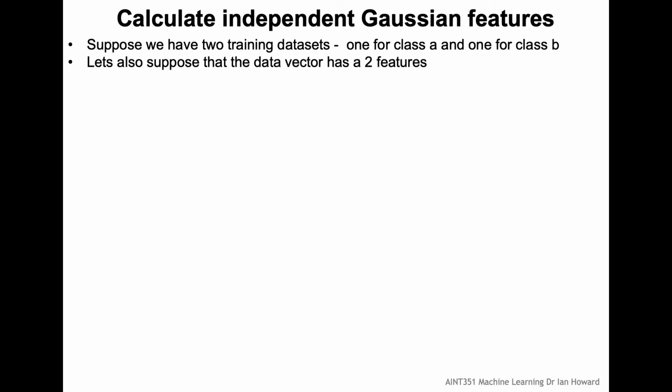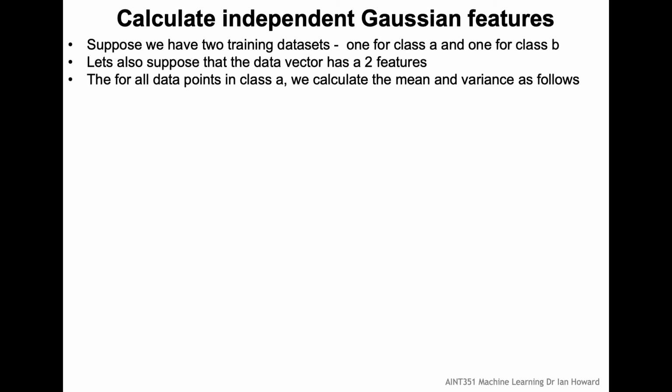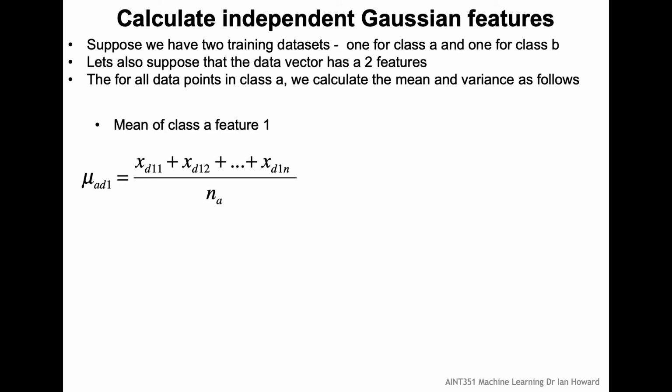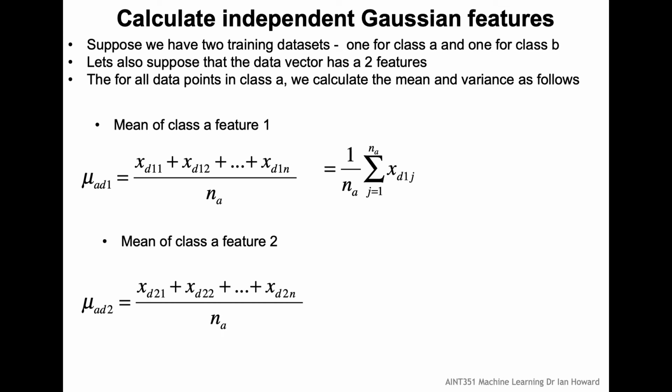So if we had two training data sets, one for class A and one for class B, and let's imagine we've got two features. Well, all we have to do first of all is calculate the means of each feature. So we calculate the mean of feature 1 in data set A, which is just basically the sum of the values of that feature divided by how many times they actually occurred. Same thing again for feature 2. All we have to do is look at feature 2, calculate its mean value, which is by summing up all its values and dividing by the number of times they occurred.